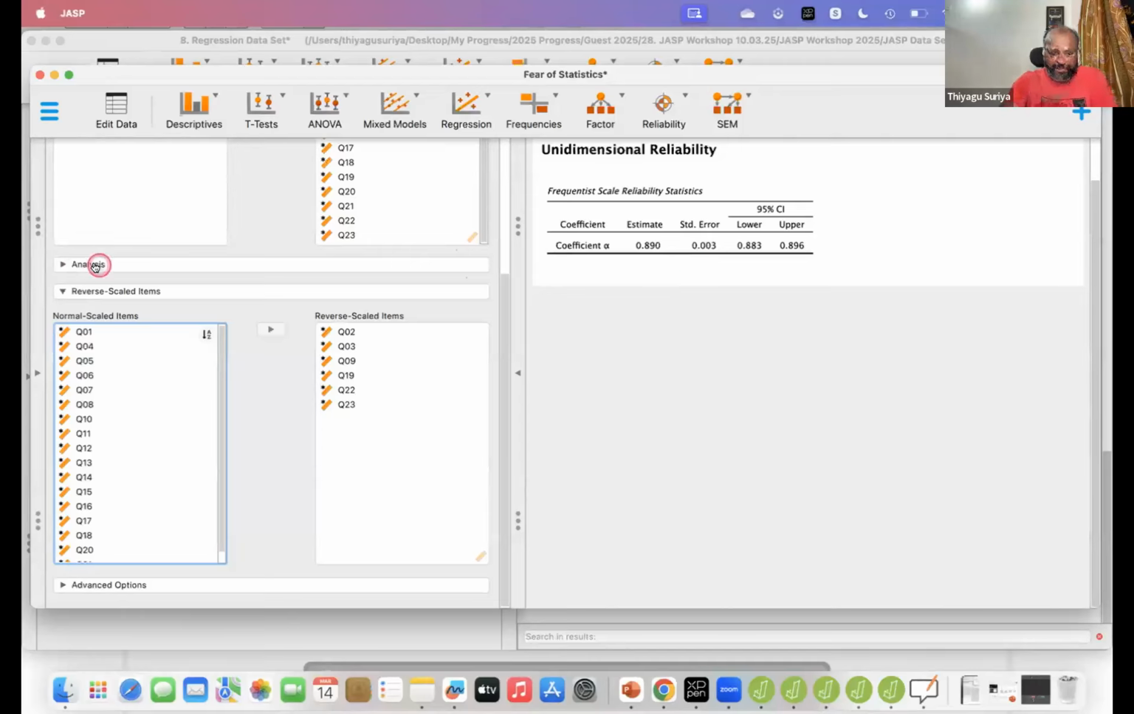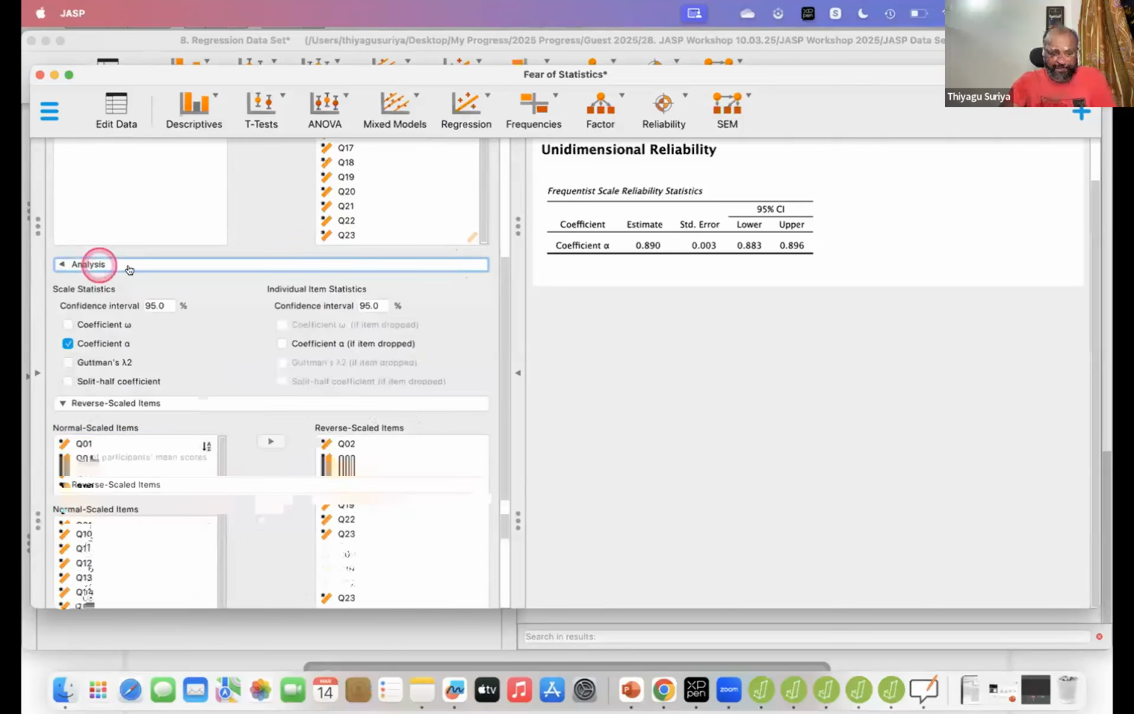For this, go to the analysis. There is an option called coefficients alpha if item dropped. Are you able to see this? This is for the item analysis. The previous one is only for reliability. When I click Cronbach alpha if item dropped, I get one more table. Based on that table, we need to remove some items.